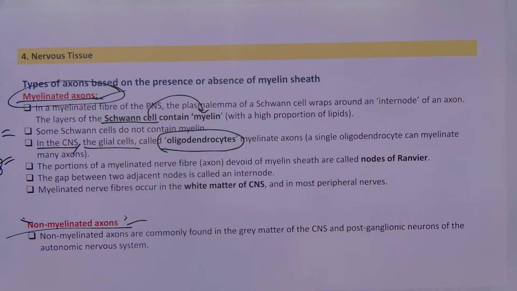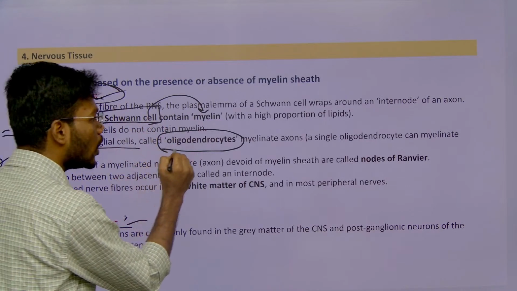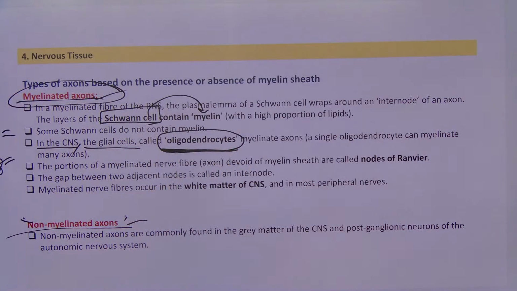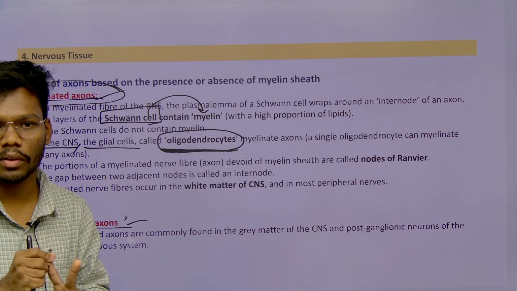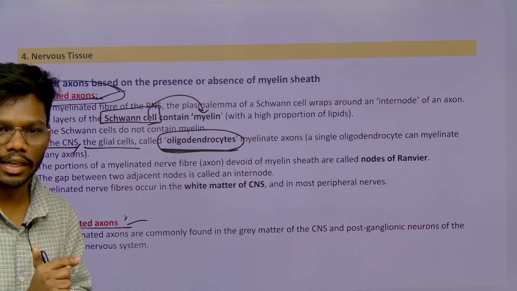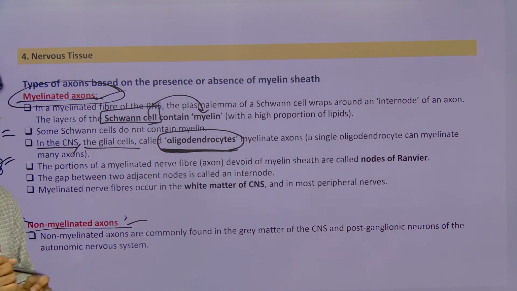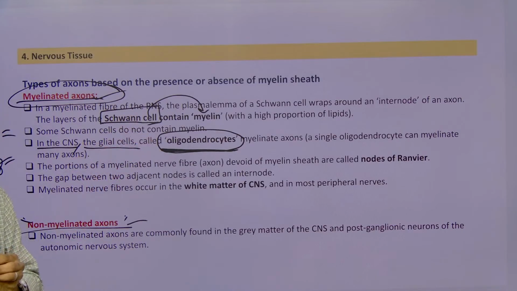We have two kinds of cells. One is what? Schwann cells, another one is what? Oligodendrocytes. These are the two cells which come under neuroglial cells. I already told you, two kinds of cells. One is neurons, another one is neuroglial cells. One is a conducting cell, another one is a non-conducting cell. These two come under what? Non-conducting cells, which are very important to produce myelin, right?